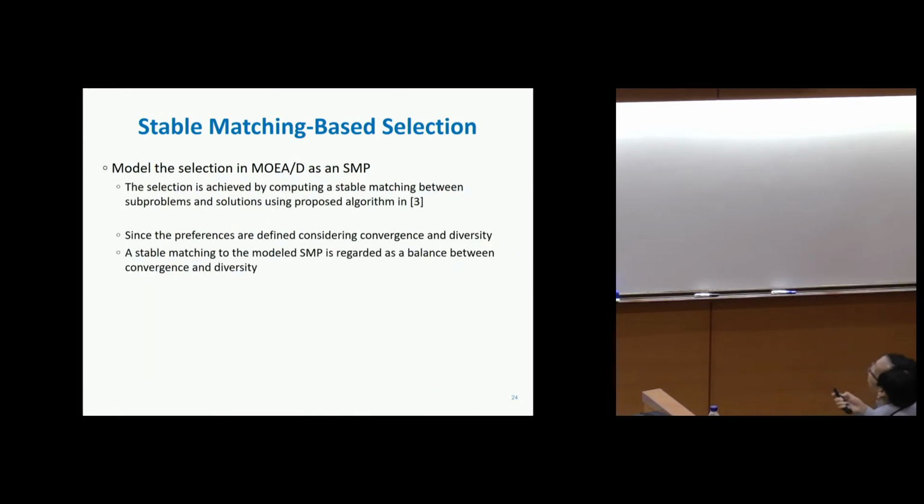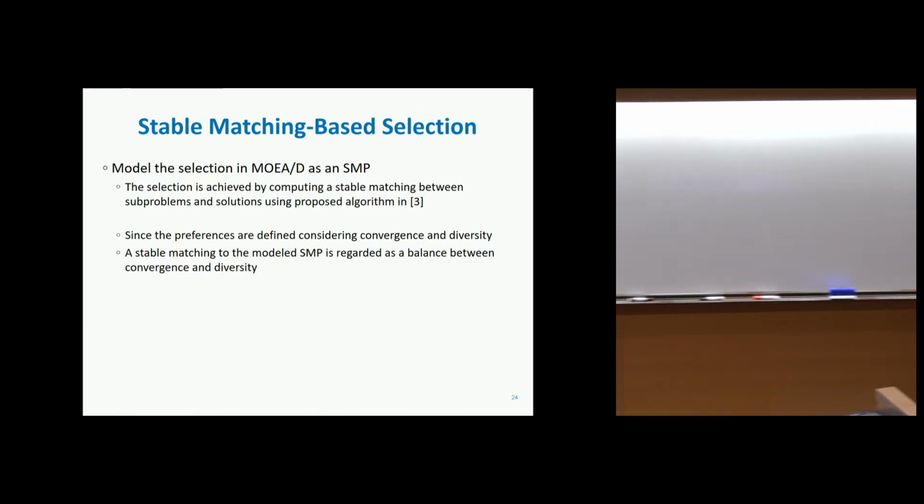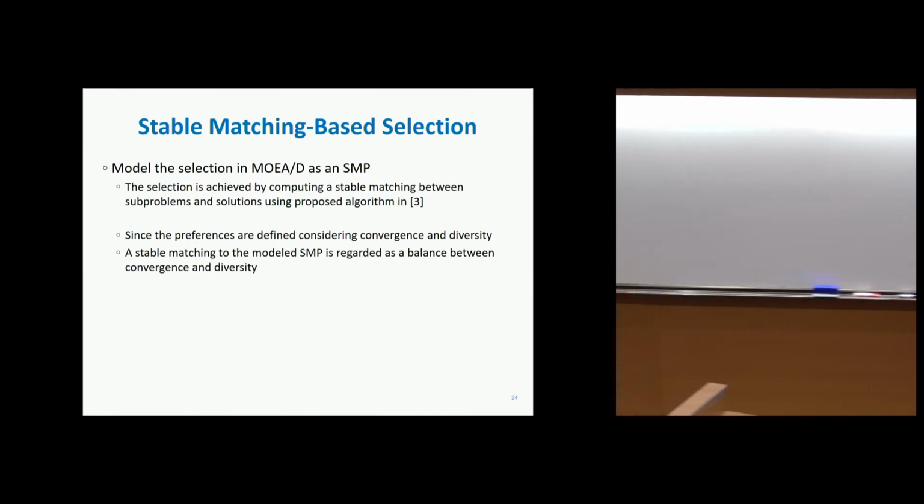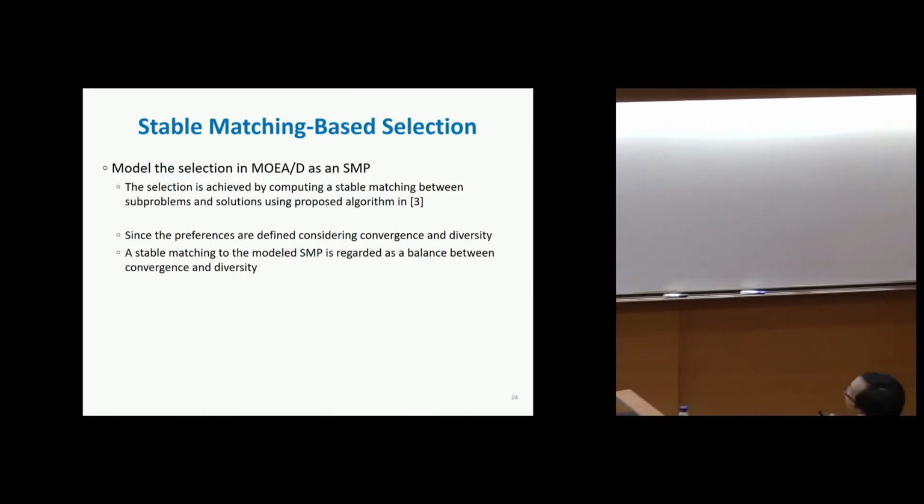So when we model this selection, we modeled it in about 2014. We were able to use this type of stable matching more as a selection in the traditional MOEA decompositions. We published this work in TEC, Transactions on Evolutionary Computation, in 2014. And now we want to see the preferences, consider the convergence and diversity.